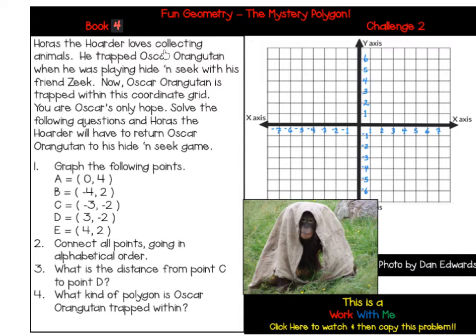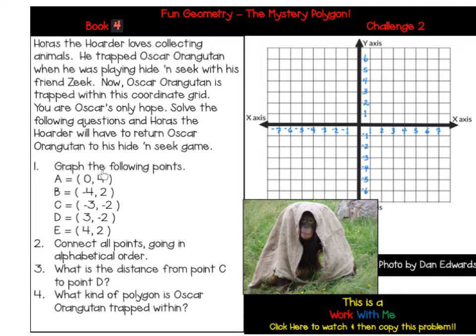Horace the Hoarder loves collecting animals. He trapped Oscar Orangutan when he was playing hide and seek with his friend Zeke. Now, Oscar Orangutan is trapped within this coordinate grid right here. Look, there's Oscar. He looks all fun, right? Fun-loving, playing hide and seek. All of a sudden now he's trapped within this coordinate grid, my friends. You are Oscar's only hope. Solve the following questions, and Horace the Hoarder will have to return Oscar Orangutan to his hide-and-go-seek game.